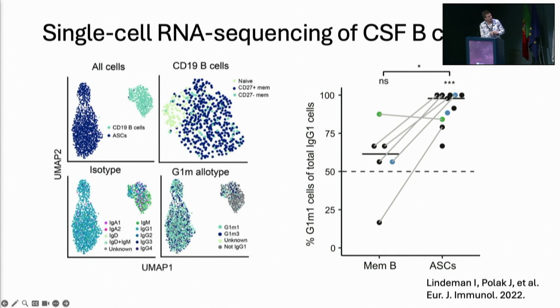When we looked at the allotype of these cells, we did find the same skewing, although maybe not that big. This is antibody-secreting cells to the right and memory B cells to the left. You see this skewing among the antibody-secreting cells, but not as strong among the memory B cells.